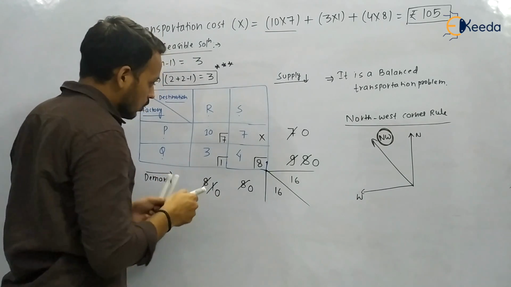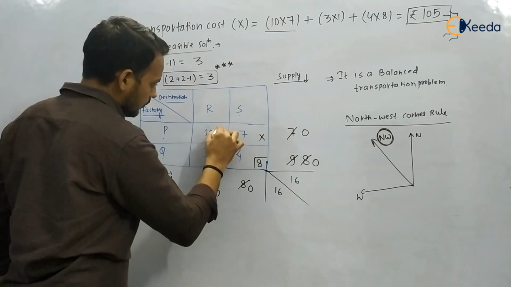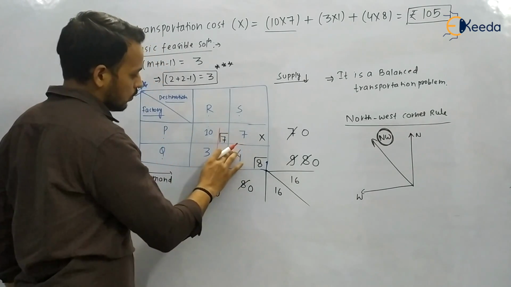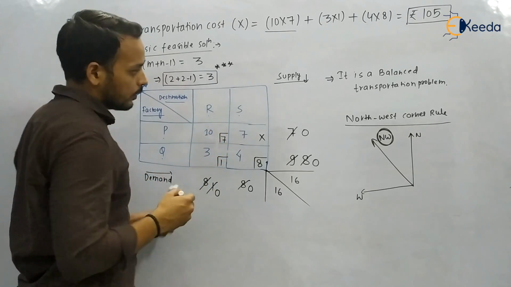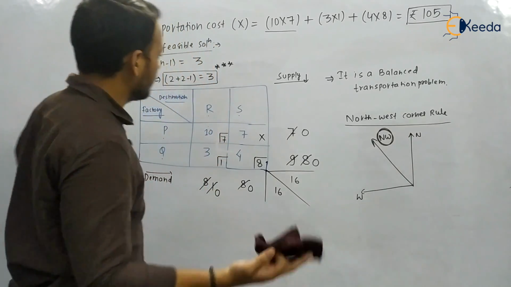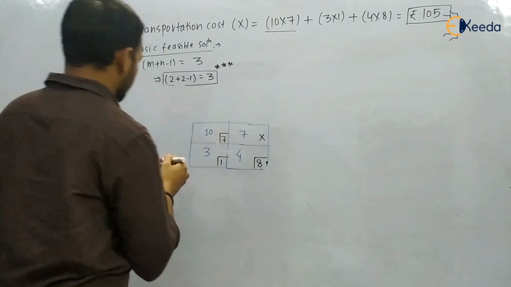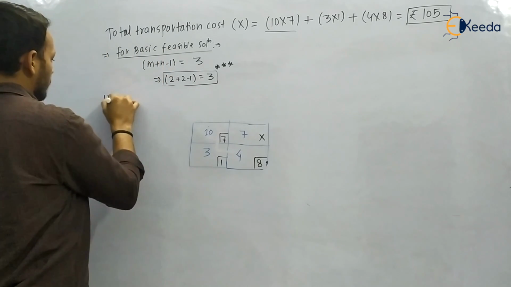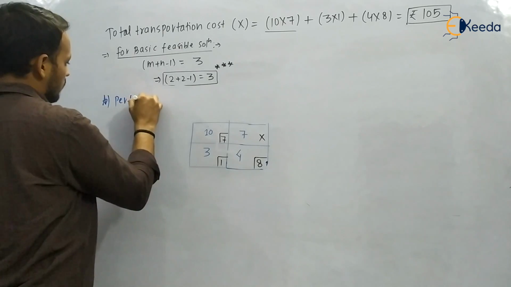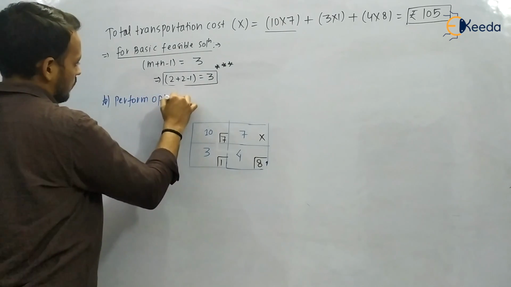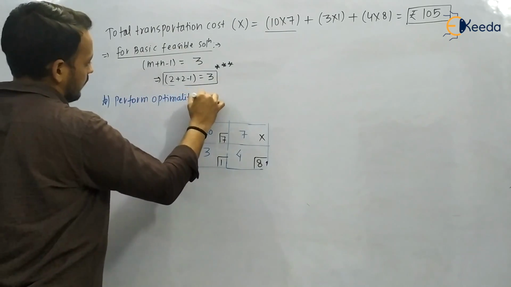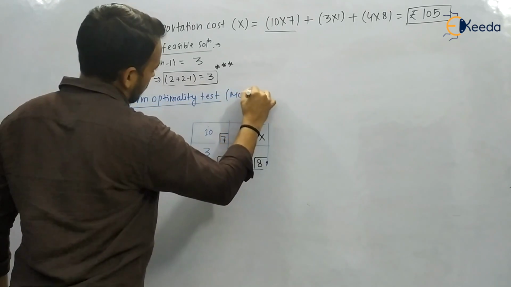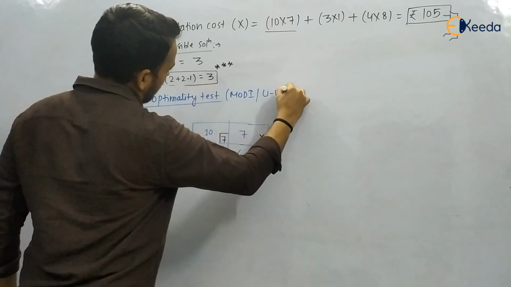They should not form any closed loop. You can see it is not forming any closed loop. So we will go for the optimality test. So here we will write perform optimality test. The method is the MODI method or UV method.